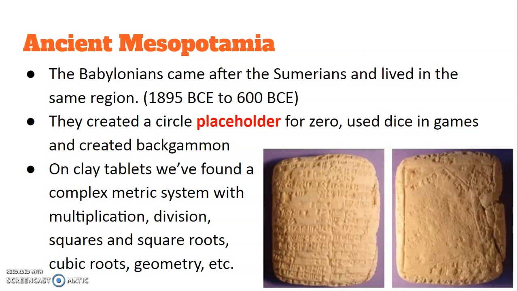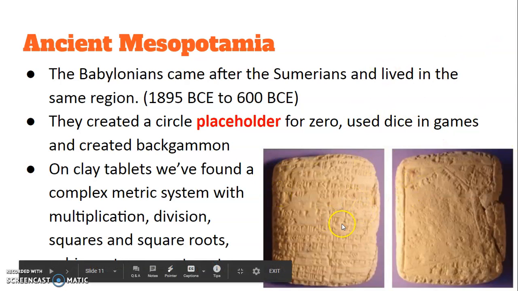Now, after the Sumerians died out, the Babylonians came along. They lived in the same region. So they lived from 1895 BCE to 600 BCE. So again, that's about 4,000 years ago, roughly, to 2,600 years ago. They created something called a circle placeholder for 0. They used dice games. They created backgammon. And they also created these clay tablets that you see in the pictures here.